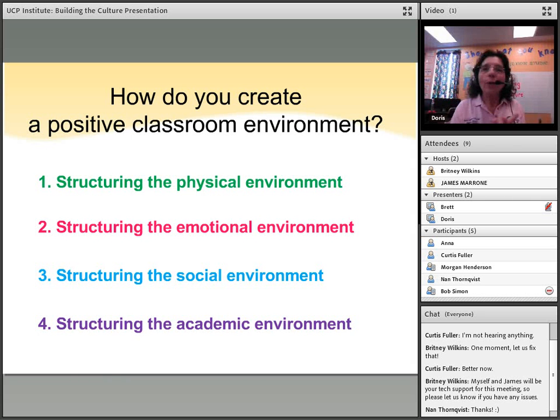So when we first start thinking about inclusion, I want you to consider the environments that you have here. To be able to build a positive classroom environment, you've got to examine and reflect on your physical environment, your emotional environment, the social environment, and academic environment, and structure those specifically with your children's needs and your children's disabilities in mind. Today, we're going to look at just the physical environment.